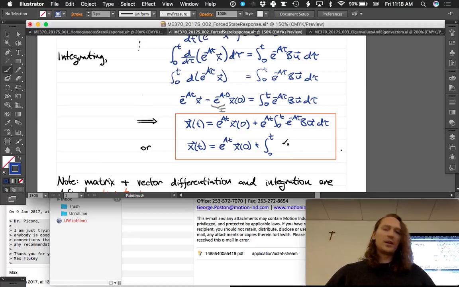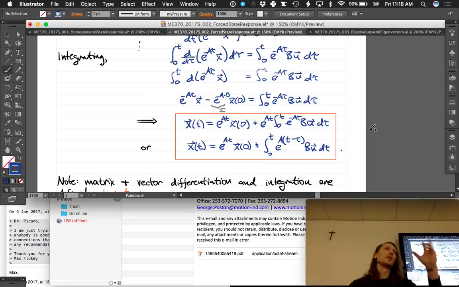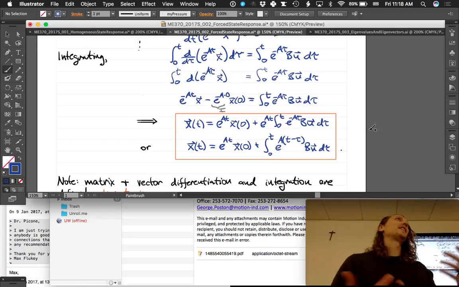Integral from 0 to t of e to the A. Now you can combine these two exponentials. It's A, and it's going to be t minus tau, A. And then B u d tau. Okay, this is one of the reasons why we should use that dummy variable tau, because sometimes it matters.